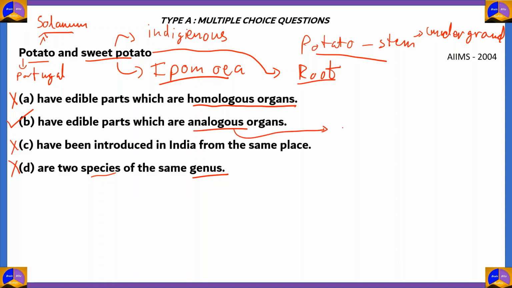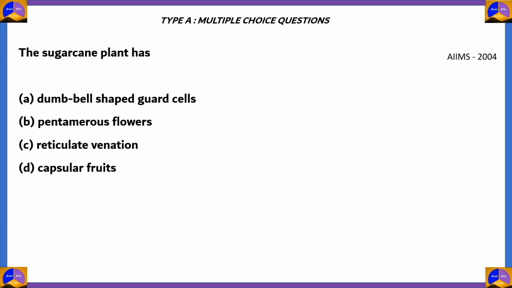Now, analogous means that they have different origin, which means here potato is a stem, so the origin is different from sweet potato, which is a root. However, they have the same function, which means that they do storage. So sweet potato root does the storage, and in potato stem does the storage, and the stem here is underground. Next question.